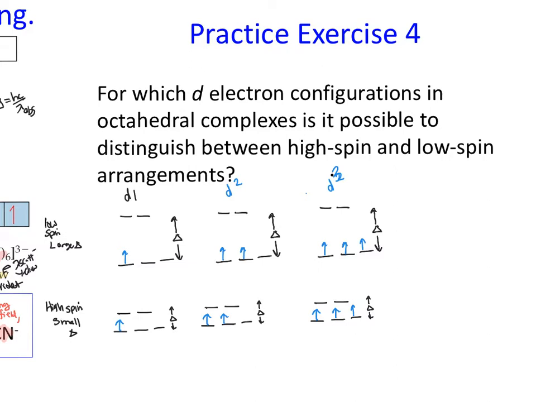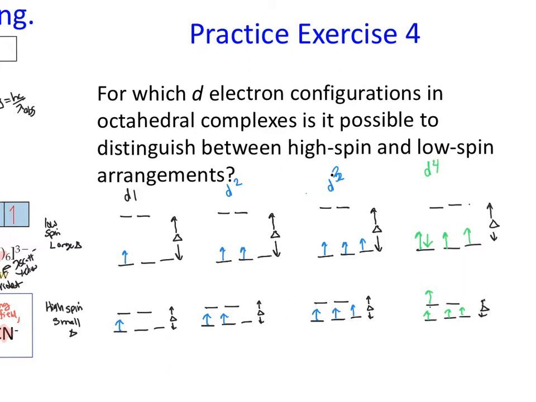Now let's look at D4. And we will start to see a difference here. So this again is my large delta versus small delta. For large delta, low spin, I fill my electrons 1, 2, 3, and now the fourth, I pair it. Versus for high spin, 1, 2, 3, and my fourth will go up high.